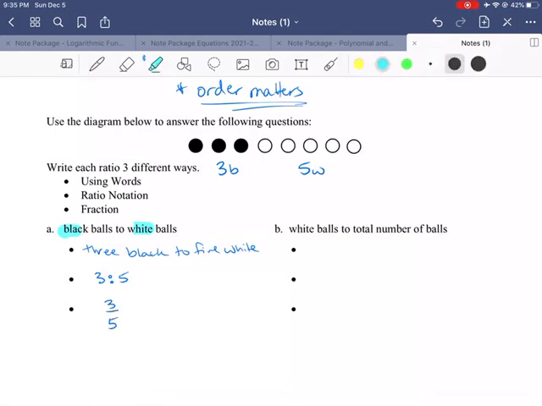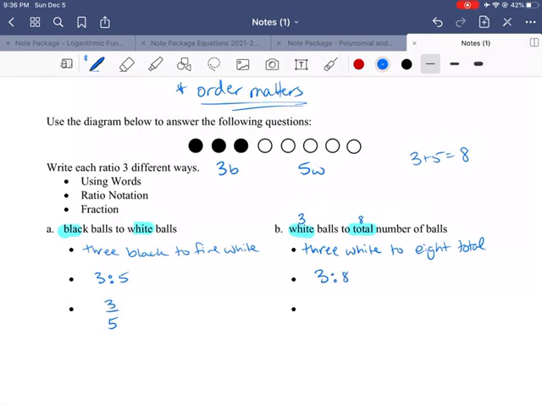Now the next one on the right here is comparing white to total. Well, what's the total number that we have? 3 plus 5 equals 8. That's our total. So when you're kind of reading these, you can almost put notation above it here, like we're comparing 3 to 8. So in words, this is going to be 3 white to 8 total. And in ratio notation, we're going 3 to 8, and as a fraction, 3 over 8.